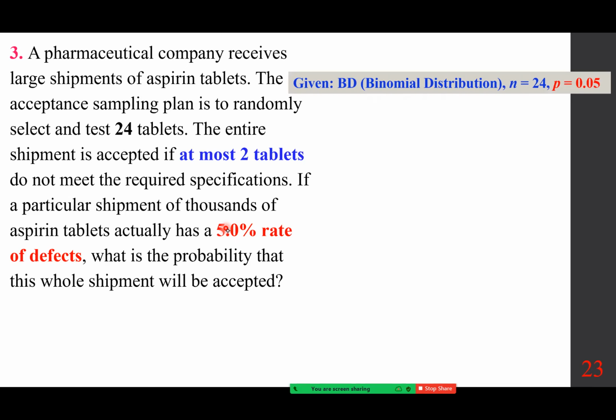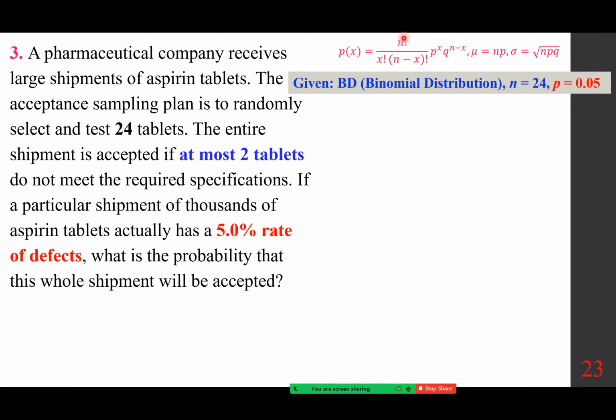So again, this is BD, short for binomial distribution. Anytime you claim you have a binomial distribution, you got to be able to provide two things for your reader. What is n? You have 24 tablets. Randomly select 24. What is the probability that it's going to be defective? 5% means 0.05.